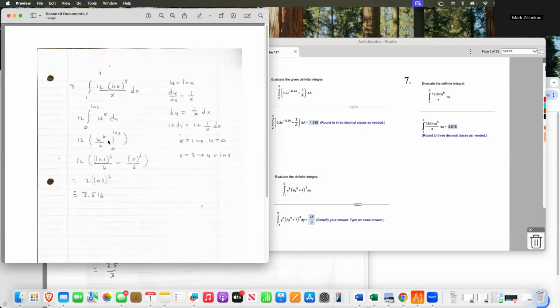So here I have it: 12 times the antiderivative of u to the fifth, which is u to the sixth over 6. I evaluate it at the natural log of 3 and 0, which is what I do here. I could type all this into a calculator, or I could just simplify. Well, I wouldn't want to do that, because that's just 0, right? So really, I'm just going to do some simplifying here: the 6 divides out with 12 and leaves me with 2. So all I'd have to type in my calculator is 2 times the natural log of 3 raised to the 6th power. And I get about 3.516 when I do that. And notice that is my approximation.